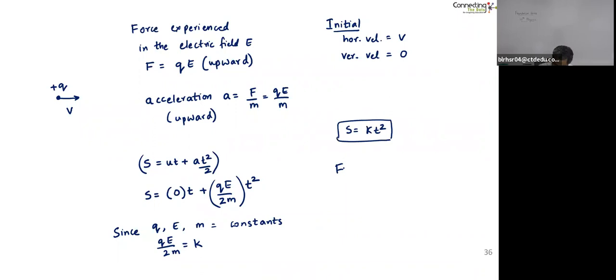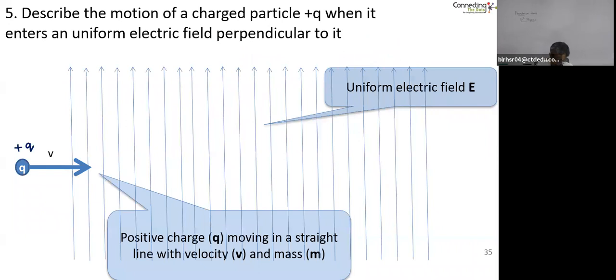So in the final analysis, the horizontal velocity never changes, but the vertical velocity changes because there is a vertical acceleration which is equal to QE by M. Therefore, it describes a parabolic path. So if you go back to our picture here, it would be something like this.